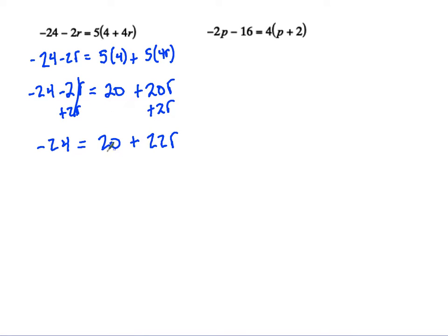Okay, now subtract 20. Negative 24 minus 20 would be negative 44 equals 22r. Last step is to divide by 22, so that'd be negative 2 equals r.